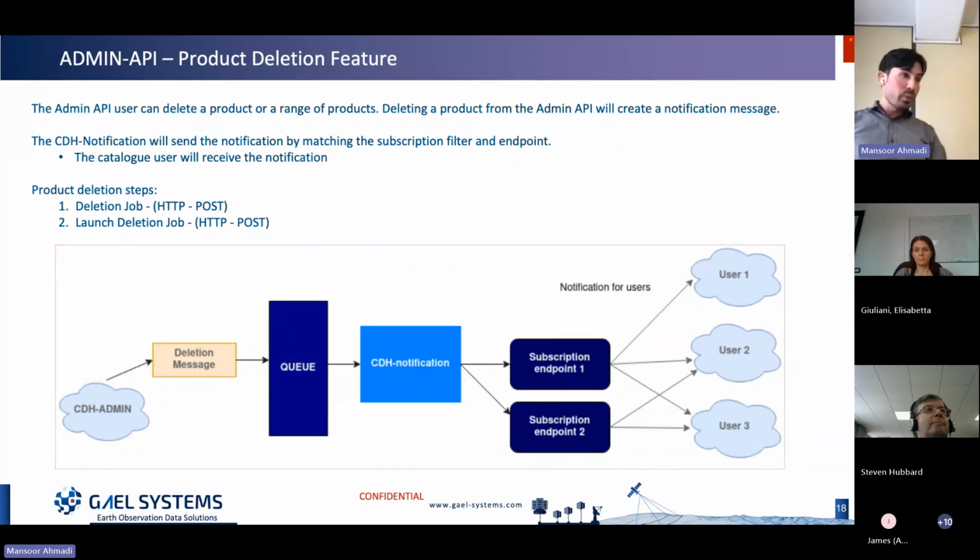So in the admin API, we have the product deletion feature. We saw the subscription. The admin API user can delete a product or a range of products. Deleting a product from the admin API will create a notification message. So the admin user deletes a product, this queues it in Kafka, and the CDH notification will match the subscription. If the subscription is matched, it will notify the user.